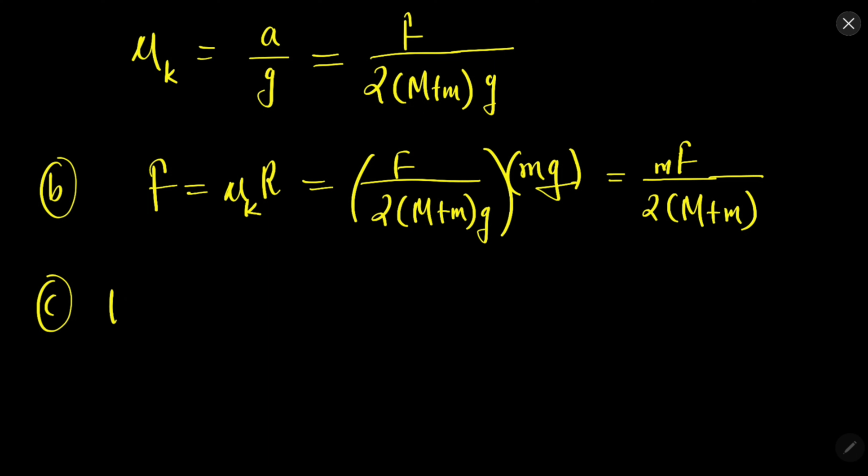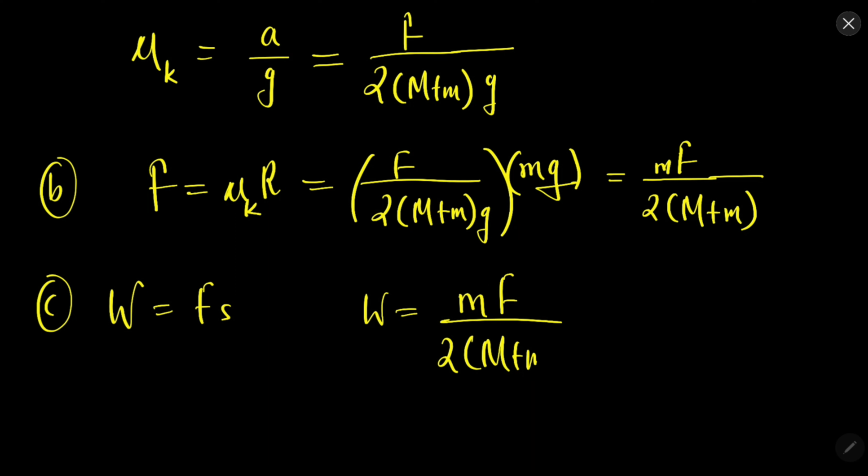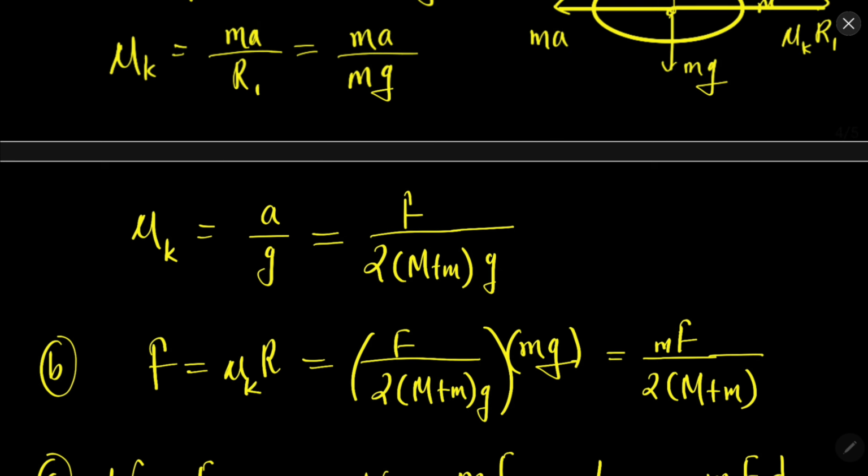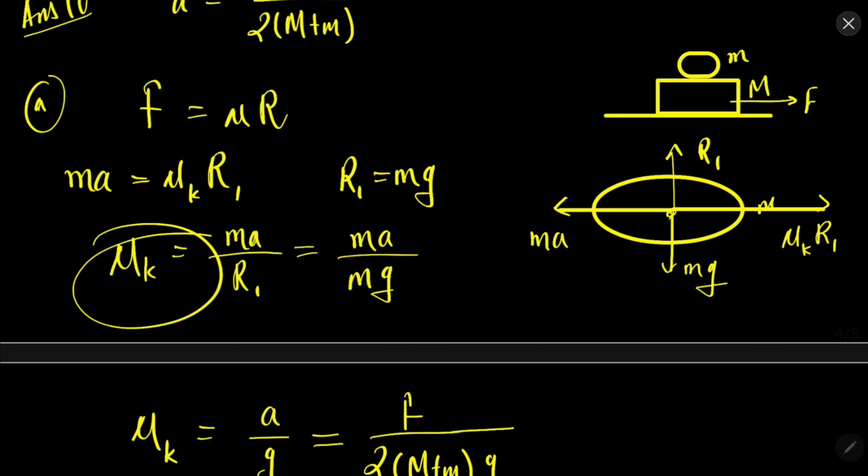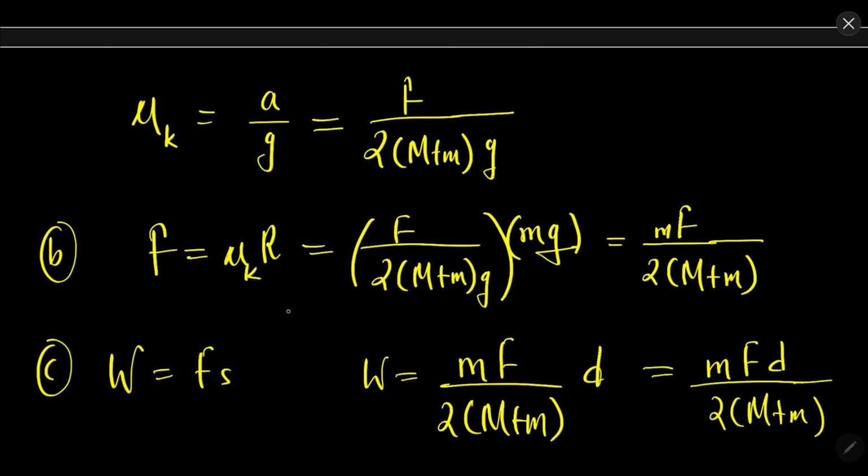Next we need to find the work done. Work done is force into displacement, so the work done will be equal to mF upon 2m plus m, and let's say the displacement is d, so the work done is mFd upon 2m plus m. So first we found the coefficient of kinetic friction, and after that we found the force and the work done.